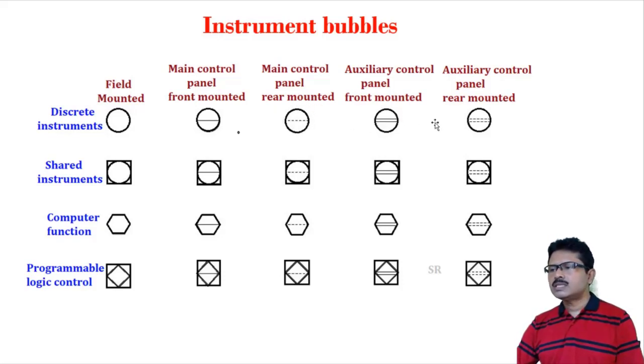In this case, as two lines are there, those instruments are placed in the panel and the panel is locally installed. The solid double line indicates that this instrument is installed or placed at the front of the panel and easily accessible. This dashed double line indicates that it is installed in the auxiliary control panel and it is placed at the rear of the control panel or back side of the control panel and not easily accessible. So these are the different instrument bubbles and the explanation of what we can get from different types of symbols.